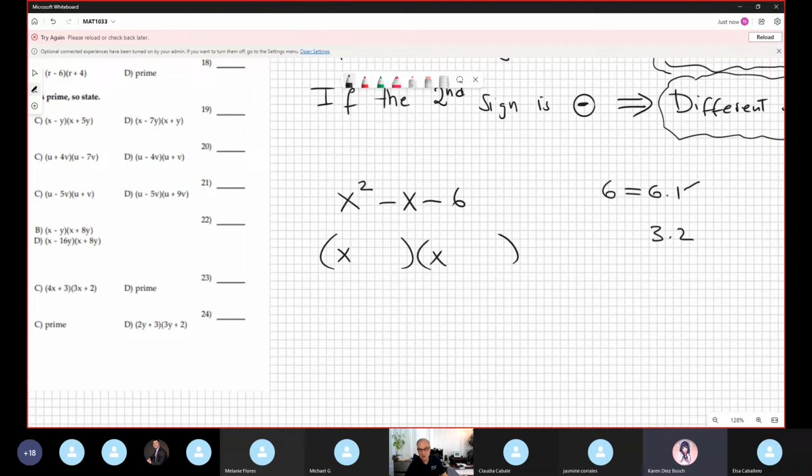6 and 1 doesn't work because when adding you get 7, when subtracting you get 5, and I need 1 here. Look, the middle term is 1. Actually, it's negative 1, but I don't care about the sign at this moment. So if you add 3 plus 2, again it's 5. If you subtract, it's 1. So this is my combination, 3 and 2. Can you copy 3 and 2?